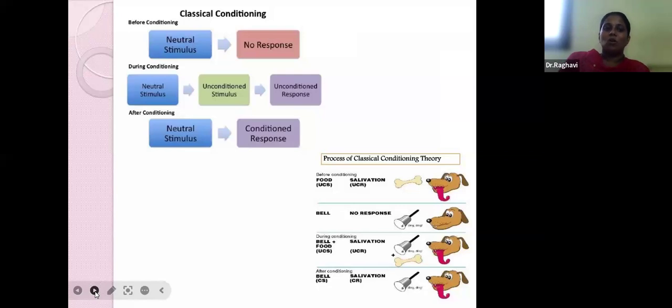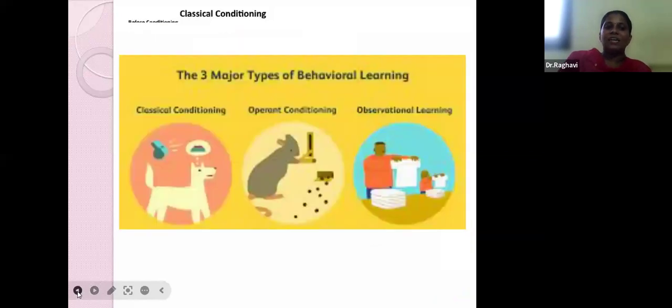This is called classical conditioning. And now let me ask this, how is this going to help us in our learning experience for the participants? Quickly.